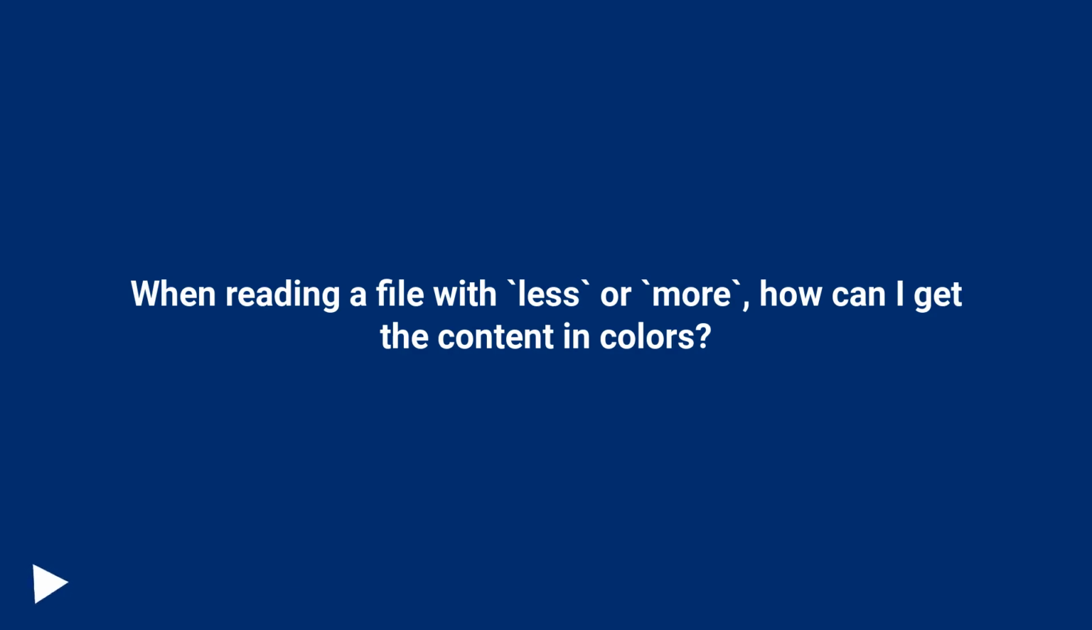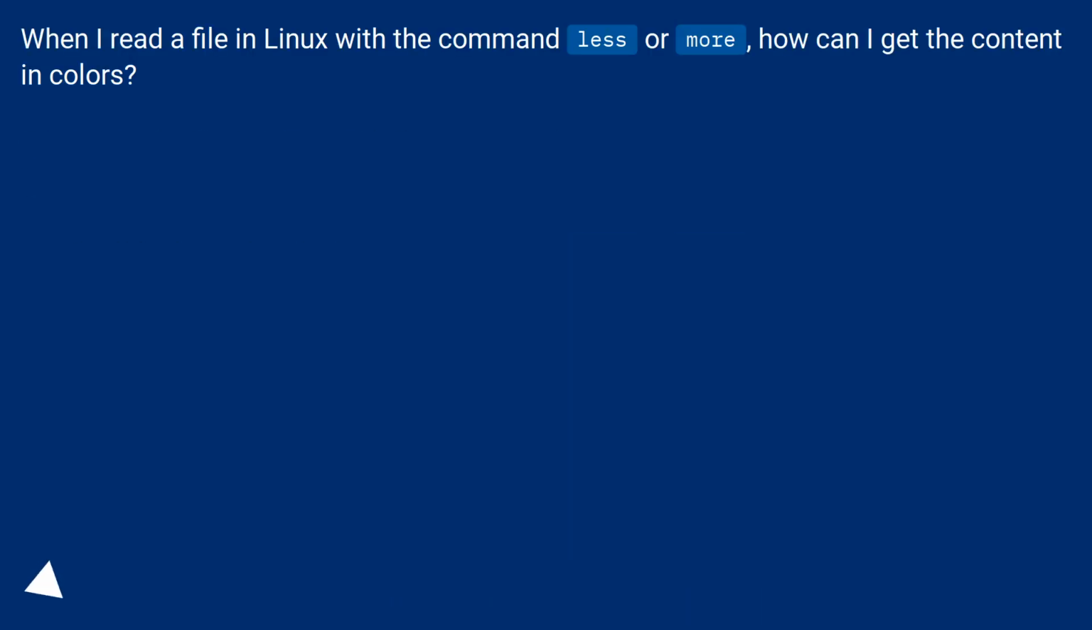When reading a file with less or more, how can I get the content in colors? When I read a file in Linux with the command less or more, how can I get the content in colors?